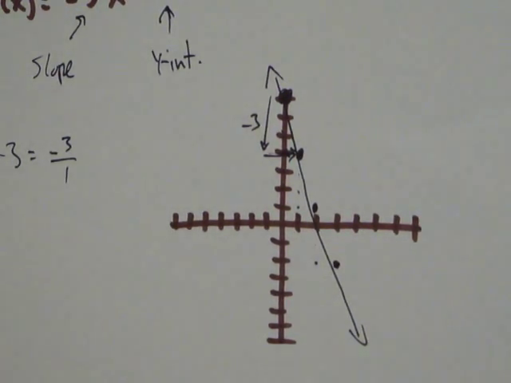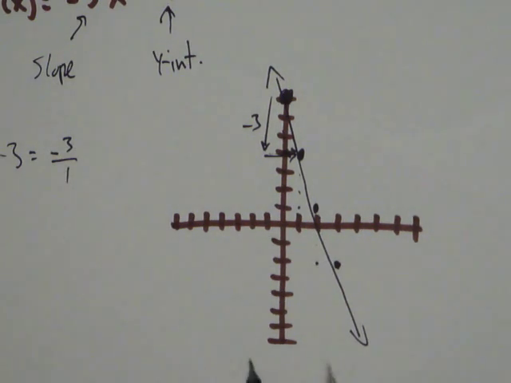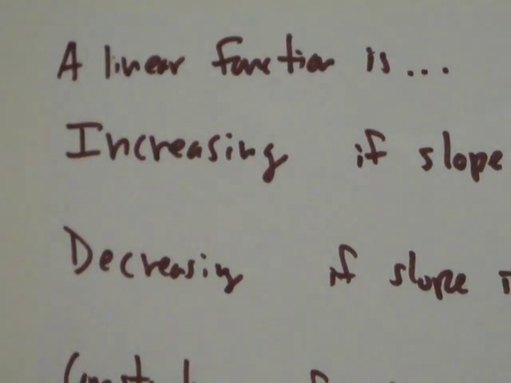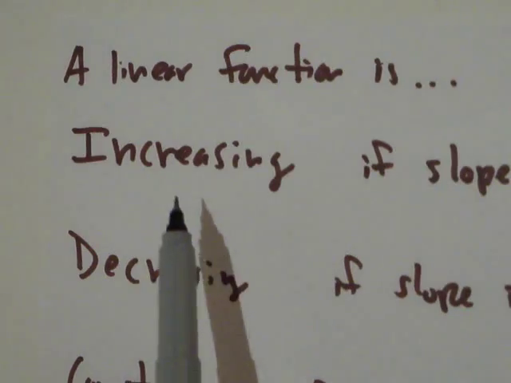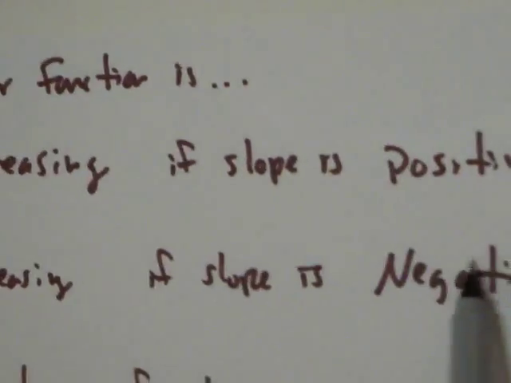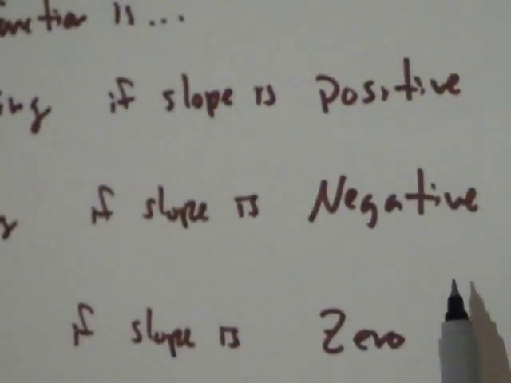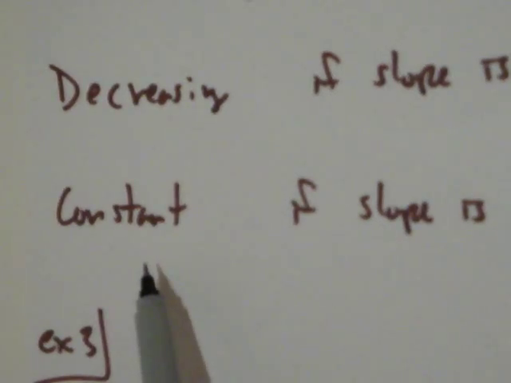One last thing I want to look at about these lines is some terms we have. Remember before how the graph could be increasing, decreasing, or constant. The way to tell if a linear function is doing any of those things is by looking at the slope, and the rules are right here. A linear function is increasing if the slope is positive, decreasing if the slope is negative, and constant if the slope is 0.